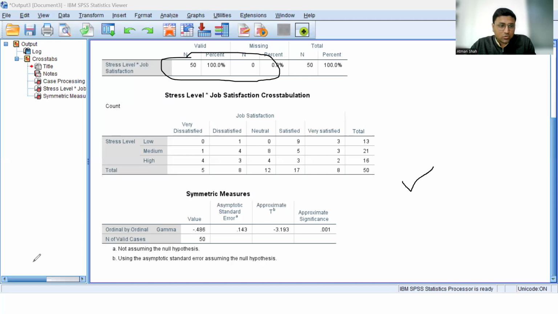And now we have the gamma statistic. So you can see the value is minus 0.486 and the associated p-value is 0.001. Now this value is less than 0.05 and therefore we reject the null hypothesis. Now if we reject the null hypothesis, that means we have a significant association between stress level and job satisfaction level. Now let's interpret this value. It is minus 0.486. That means we have a moderate negative correlation between stress level and job satisfaction level.